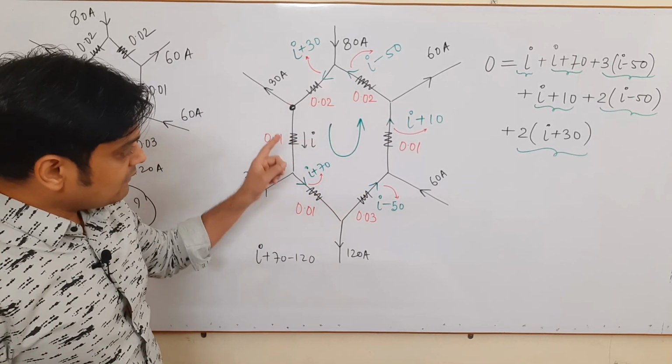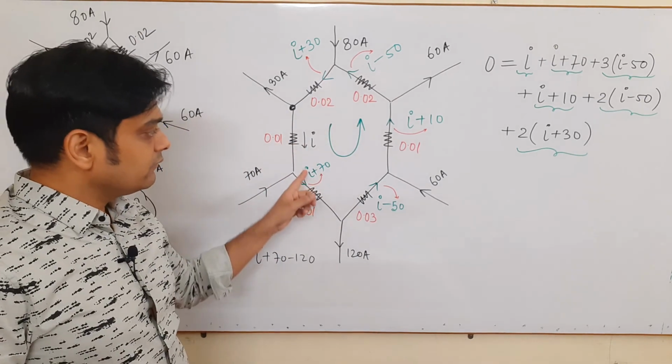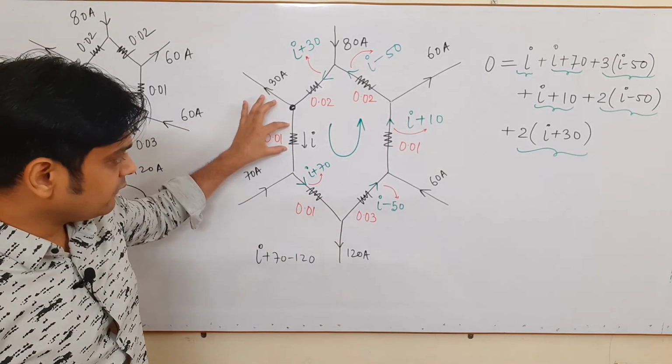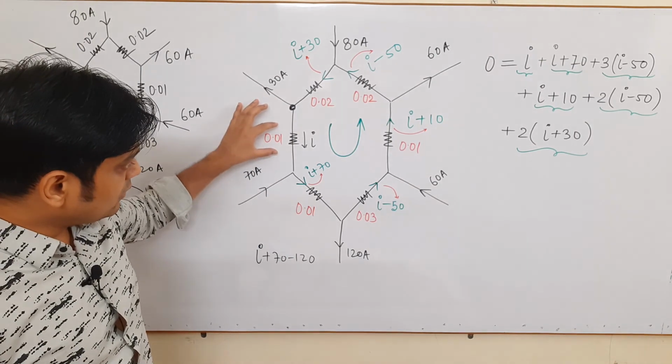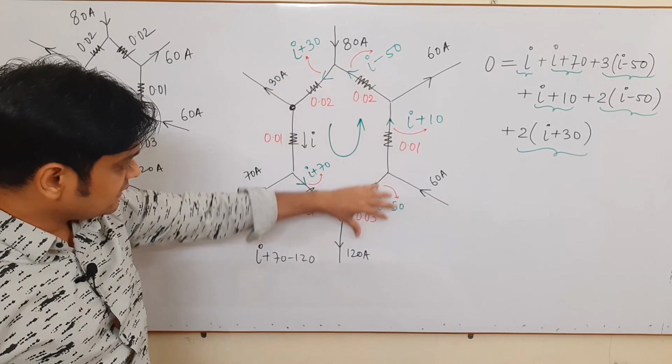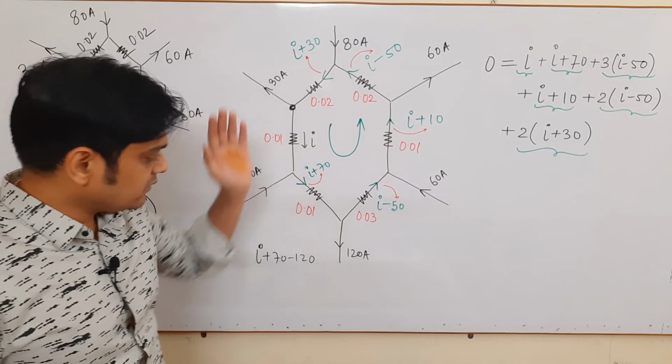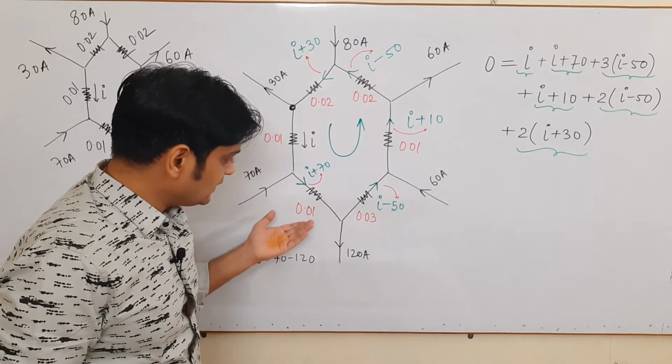Now we apply the KVL. First of all, is there any voltage source? No, so it is 0. That should be equal to, first I start from here. See, these are all 0.01 type of resistance, 3, 2. So I have multiplied by 100. So directly I am going to take it as a single value.